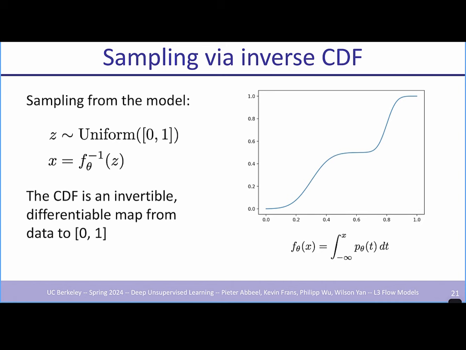You can sample via the inverse. So if you sample in 0, 1 uniformly, and then map it out through the inverse of that cumulative density, you get a sample out. So really what I've told you here is that a cumulative density function is a flow that flows your original distribution for x right onto uniform.